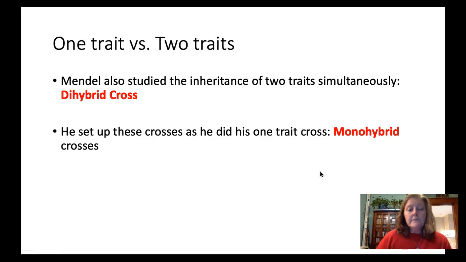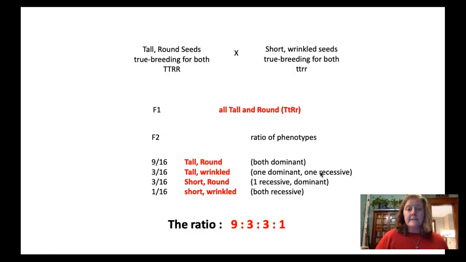So Mendel also was able to look at two traits at a time. So the first cross that we looked at was what he called the monohybrid cross. And then he also did a dihybrid cross. And he set this up in the same fashion, where he started with a parent generation that was true breeding. So true breeding for both the traits, big T, big R, little r, or sorry, big R. And then short wrinkled seeds. So the two traits we're looking at here are the height of the plant, and then the sort of texture of the seed.